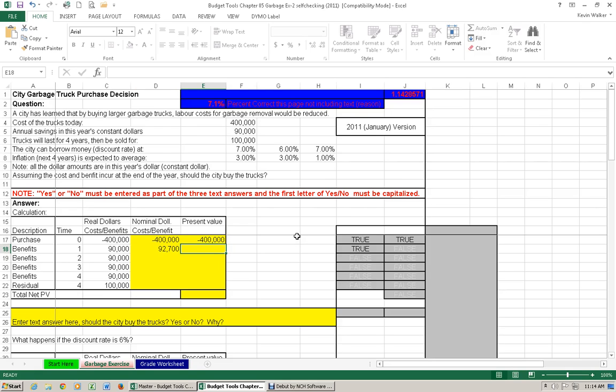Now, to get the present value, we want to know what that is in present dollars, but we've got a little issue here. Here we have the city can borrow money at a discount rate of 7%. So we want to know what that looks like in present dollars under that circumstance. This number came from this one. This number is coming from this one.